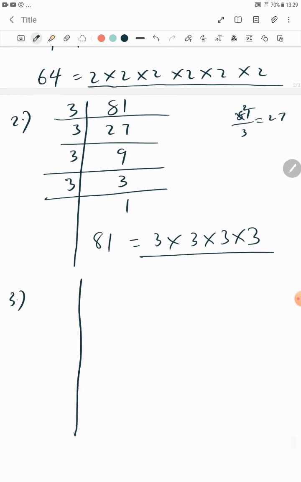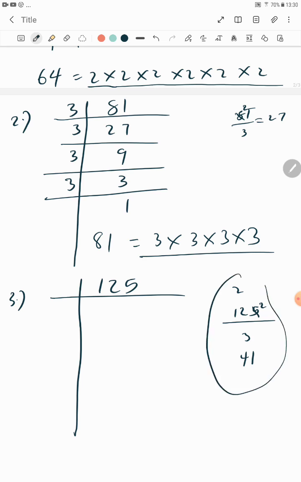So number 3, let's try that. This will be 125. Looking at 125, I can simply see that I cannot use 2 because that is not an even number. If you try 3, you also see that 3 cannot work, because 3 in 12 will give you 4, but 3 in 5 will give you 1, remainder 2, and obviously there should not be a remainder. That means 3 cannot divide it.